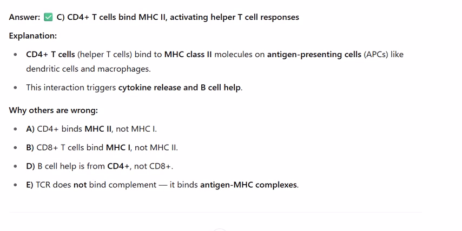Explanation. CD4 plus T-cells, helper T-cells, bind to MHC class 2 molecules on antigen-presenting cells, APCs, like dendritic cells and macrophages. This interaction triggers cytokine release and B-cell help.